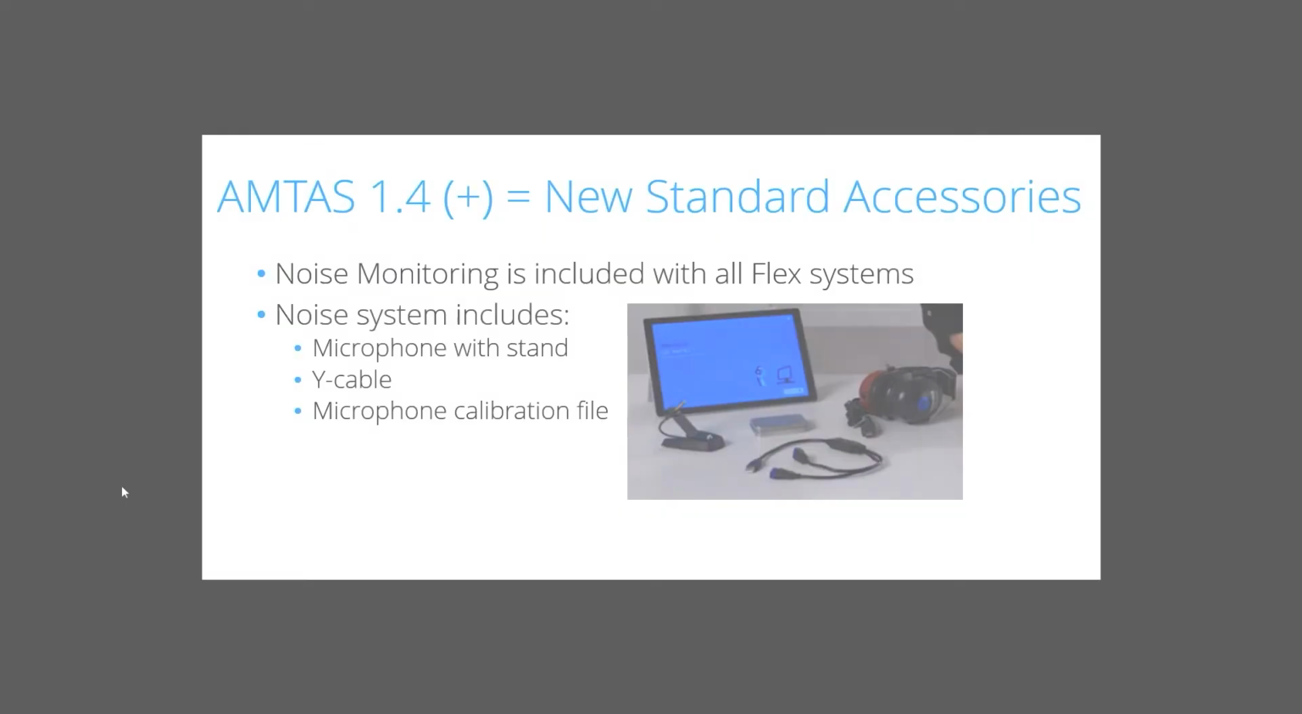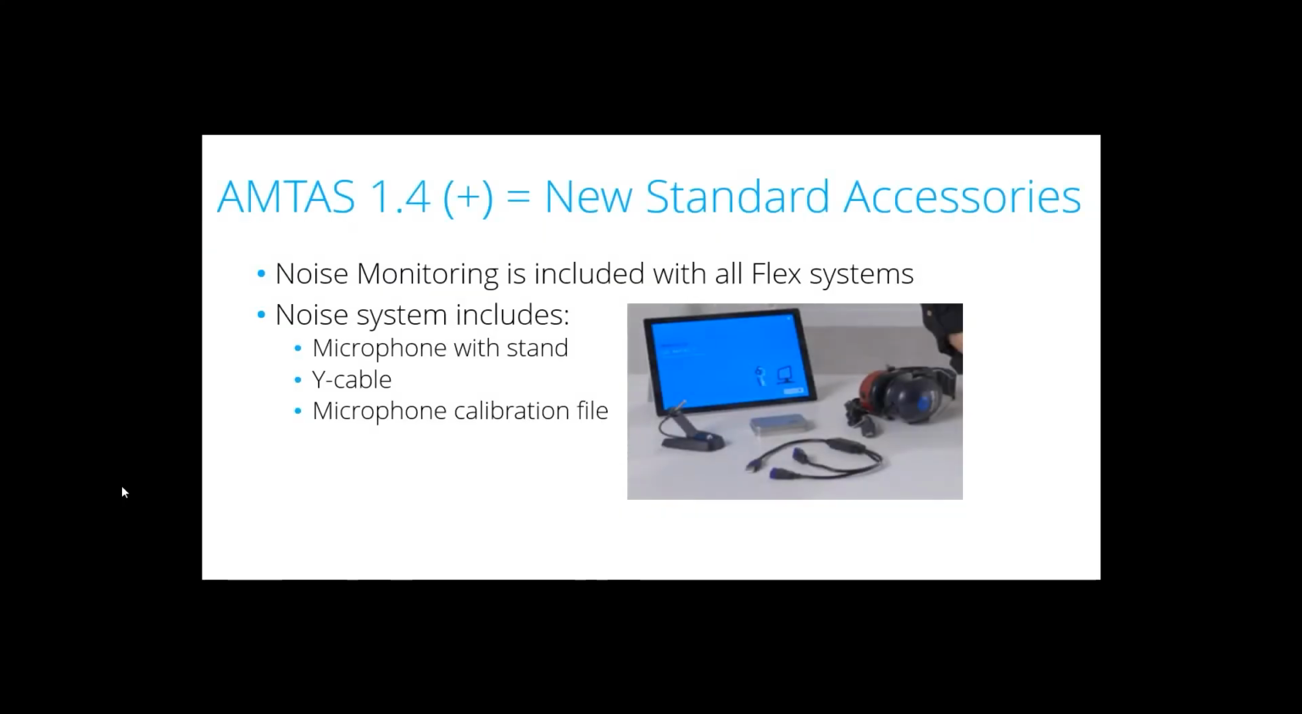With any AMTAS Flex version 1.4 and above, a new standard accessory is going to be the noise monitoring system. That system will include the microphone and the stand. It'll come with the Y cable, and it will come with all of the licensing and calibration files included, and will be installed at install, so you won't have to worry about setting that up separately.